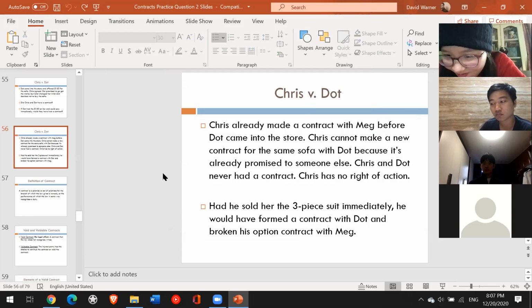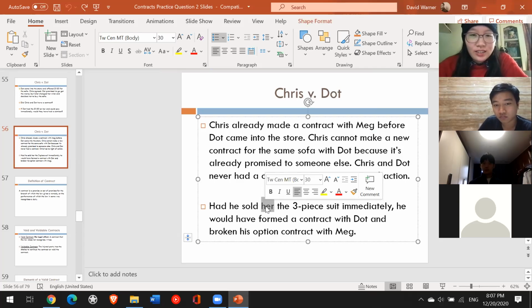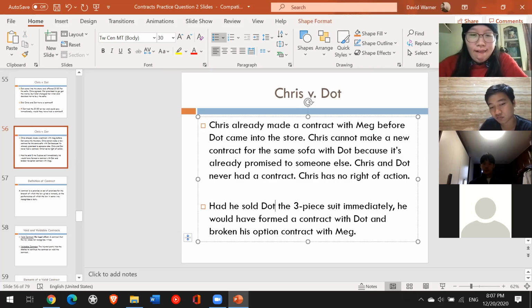Okay. So the reason I had said this before is I said, had he sold Dot the 3-piece immediately, but he did. He didn't give it to her and she didn't give him the money, but he did sell her this immediately. She offered the money, they shook hands, they're fine.